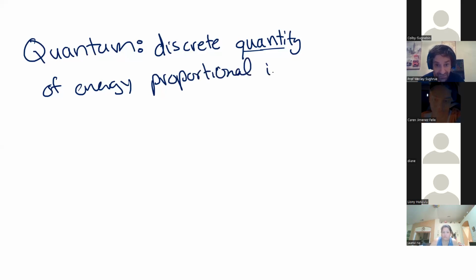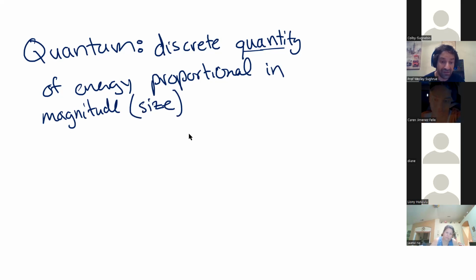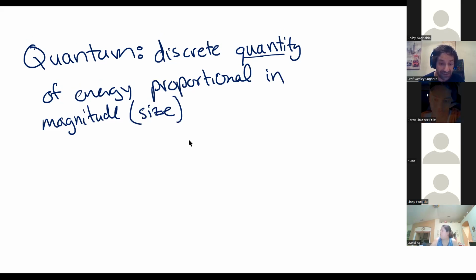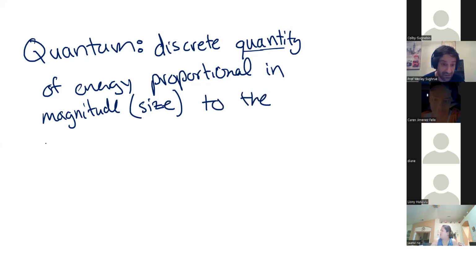Proportional in magnitude. That's another way of saying size, proportional to the magnitude or size to the frequency it represents.